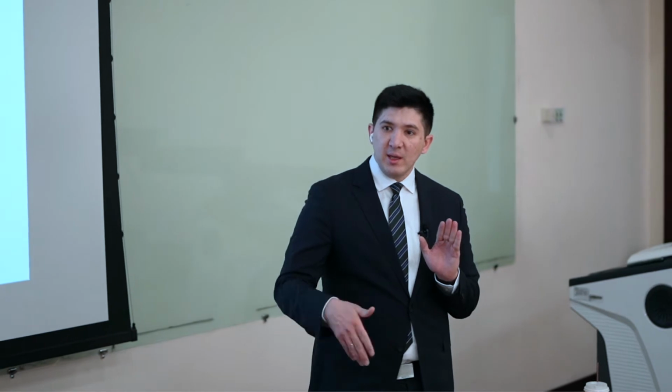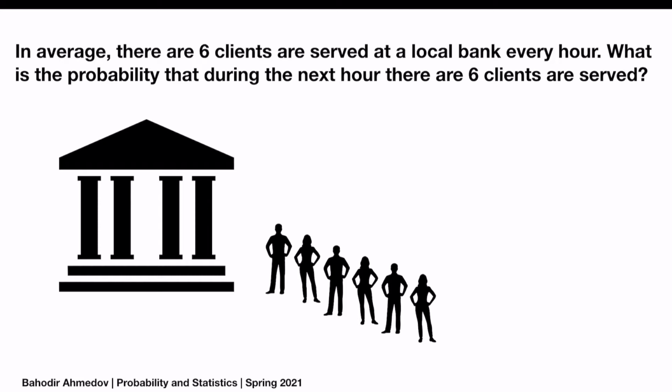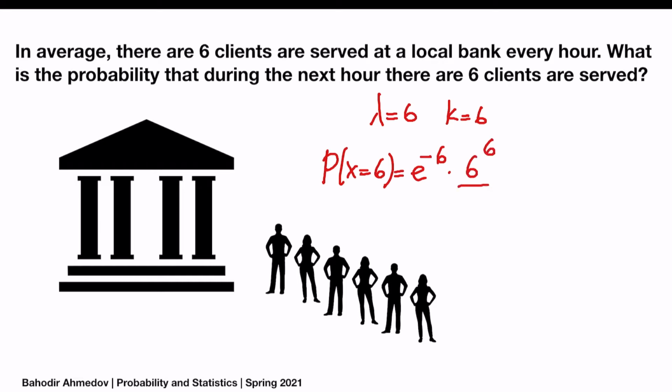And if you are given that in 1 hour she serves 6 clients, then on average we are going to use this as the parameter of the Poisson distribution. So lambda is equal to 6, and then we just put this into the formula. k is equal to 6, and the probability that x is equal to 6 is e to the power of minus lambda, which is 6, times lambda 6 to the power of k, which is 6, divided by 6 factorial. It's going to be 0.16, a 16% chance that next hour there will be 6 clients coming.